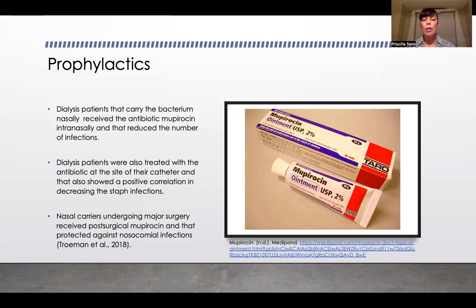Nasal carriers undergoing major surgery received post-surgical mupirocin, and that protected against nosocomial infections. Some ICU patients also received treatment with this antibiotic along with chlorhexidine gluconate, and the incidence of infections was quite lower. Povidone iodine prophylaxis at catheter sites also showed a significant decrease in infections along with the treatment of this antibiotic specifically.